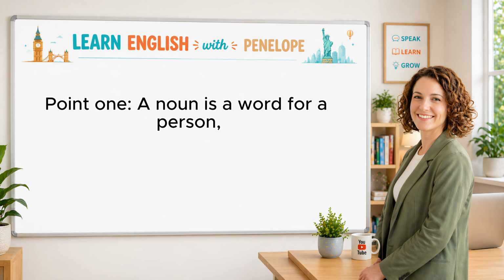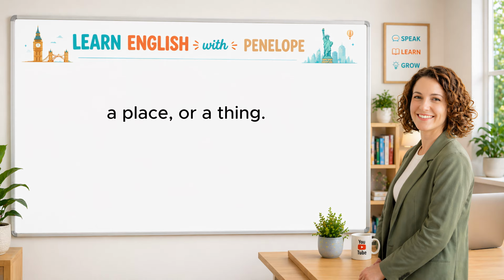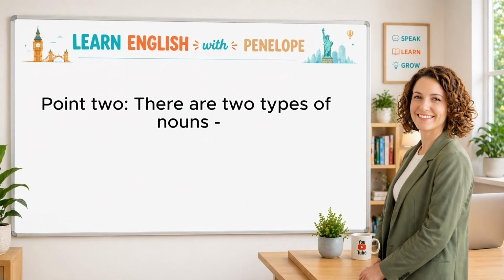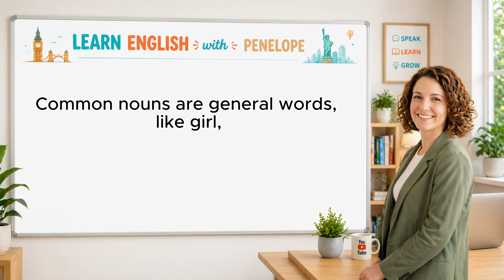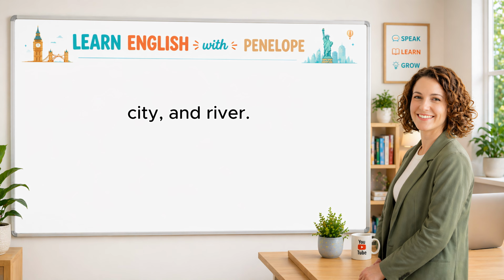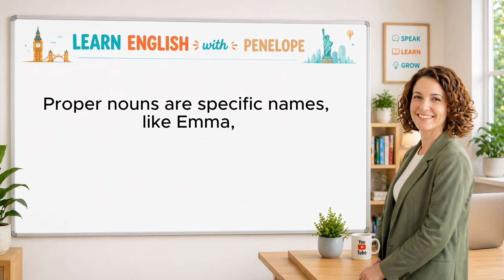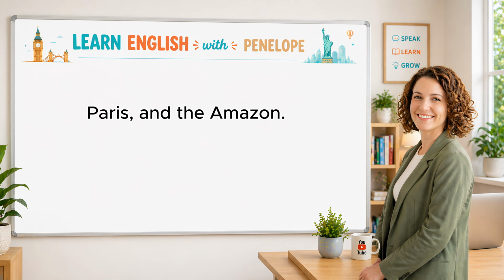Point 1. A noun is a word for a person, a place, or a thing. Point 2. There are two types of nouns, common nouns and proper nouns. Common nouns are general words like girl, city, and river. Proper nouns are specific names, like Emma, Paris, and the Amazon.